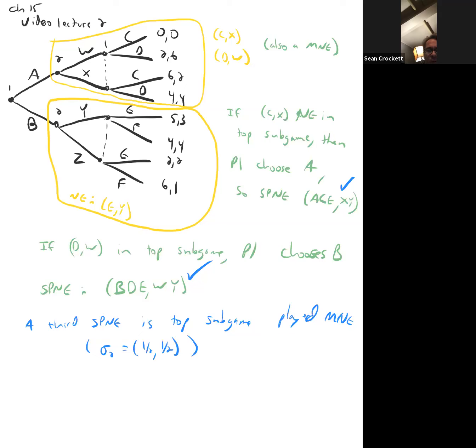If player two is playing 1/2, 1/2 between Y and Z, then the expected payoff of player one equals 3. So player one's going to pick B at the initial node, because if she goes B she gets a payoff of 5. If she goes A and they play the mixed strategy equilibrium of the top subgame, her expected payoff is 3. So B is the better choice. But then the top subgame has to be played in the mixed strategy equilibrium, and the bottom one still must be played with her choosing E.